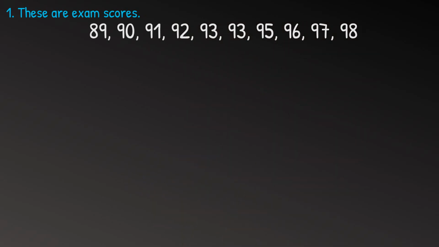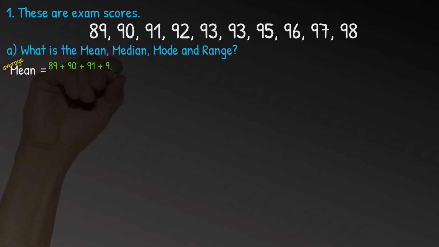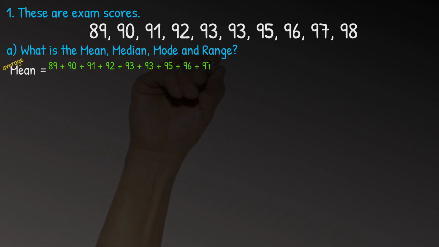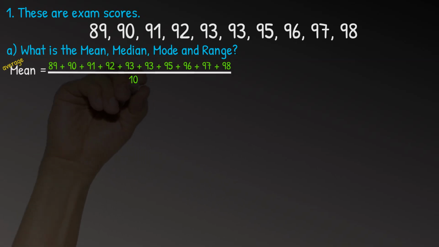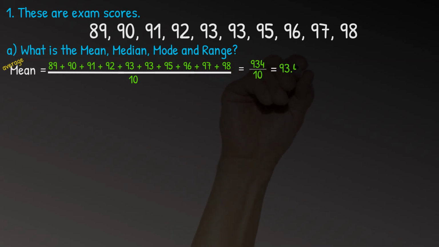So in the first question, we're given some exam scores and we're asked to work out the mean, the median, the mode and the range. Now, as we've done before, we know the mean, or the average, is all of the numbers added up together and then divided by the number of them. So in this case, we'll end up with 934 divided by 10, which is equal to 93.4.